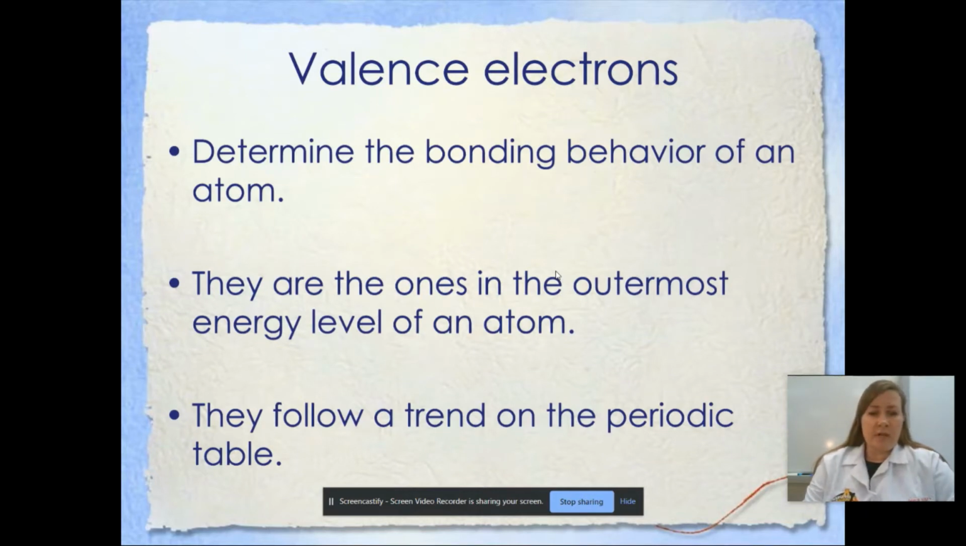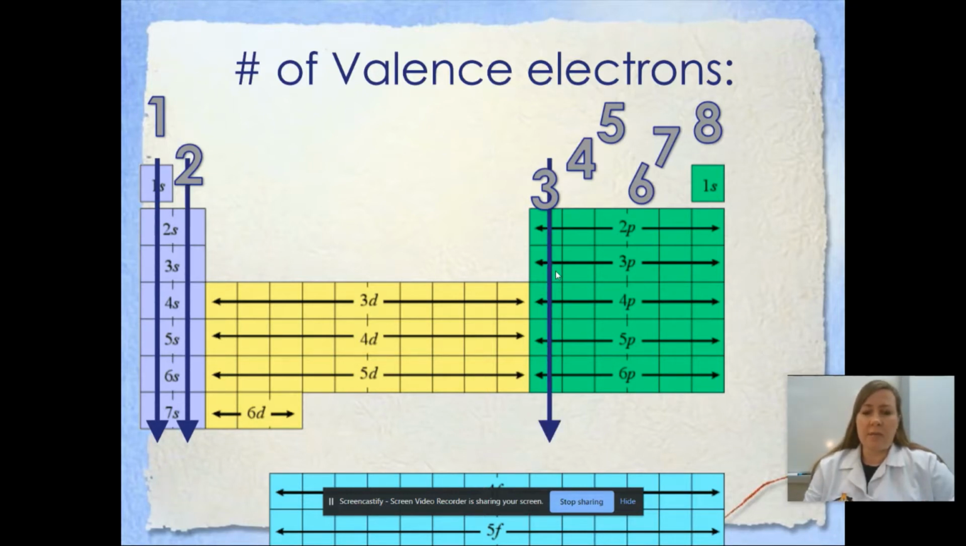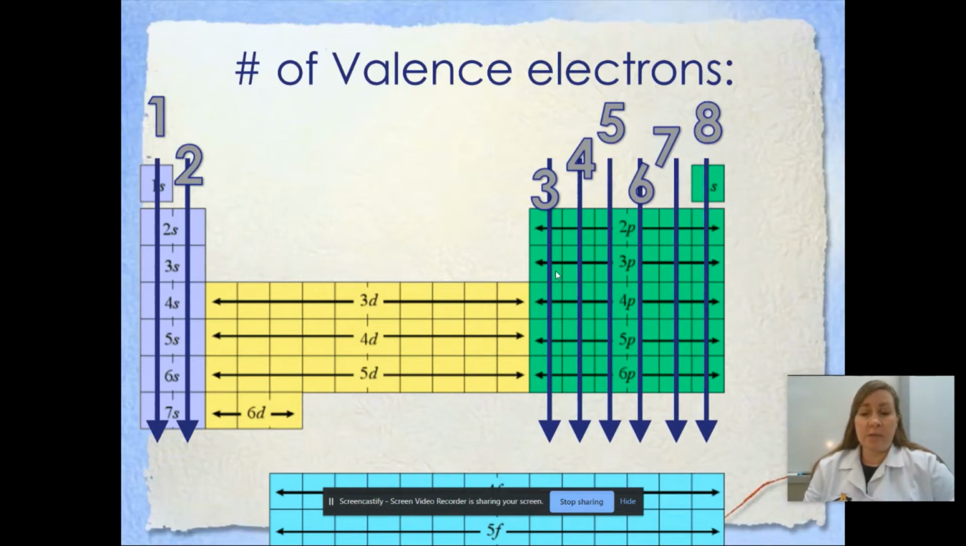So valence electrons are important because they determine the bonding behavior of an atom. They're the ones in the outermost energy level. And the trend for valence electrons looks like this. Everything in this column has 1 valence electron. Everything in this column has 2, this column has 3, 4, 5, 6, 7, and 8, with the exception here of helium, which only has 2 electrons. They're valence electrons because they're in energy level 1. Energy level 1 can only hold 2 electrons.